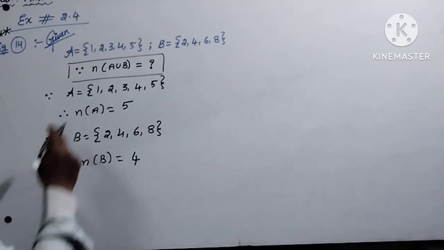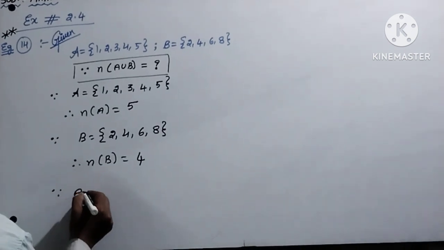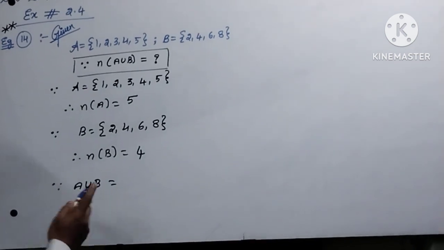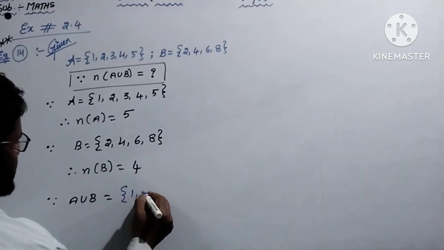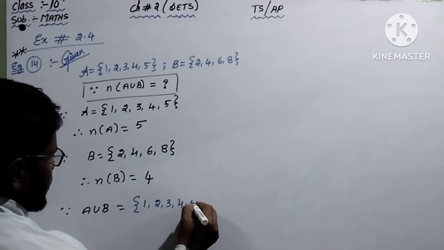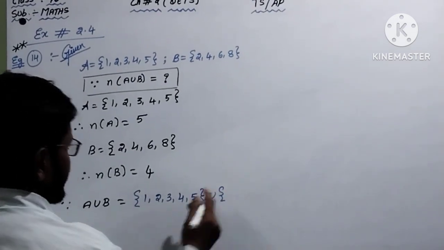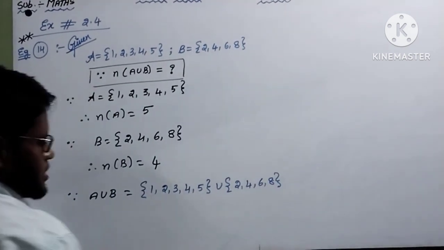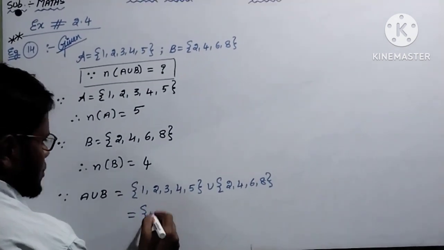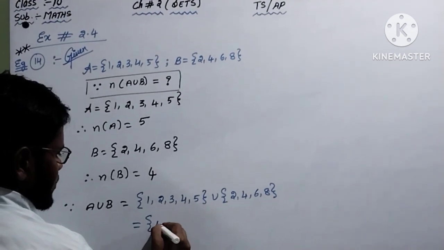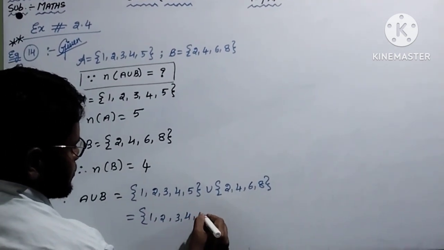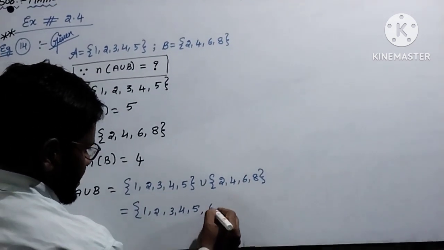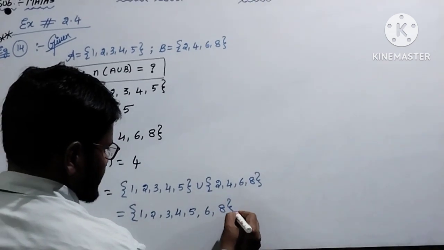So like that, first I will find A union B. What are the elements of A? 1, 2, 3, 4, 5. Union B elements are 2, 4, 6, 8. Union means, for the first set, write all the elements: 1, 2, 3, 4, 5. Then 2 is repeating, don't write. 4 is repeating, don't write. 6 is not repeating, right? And 8 is also not repeating, right?